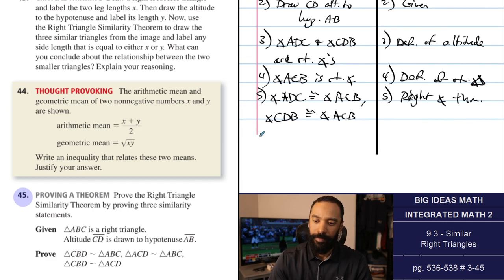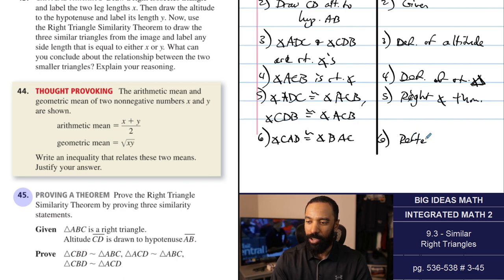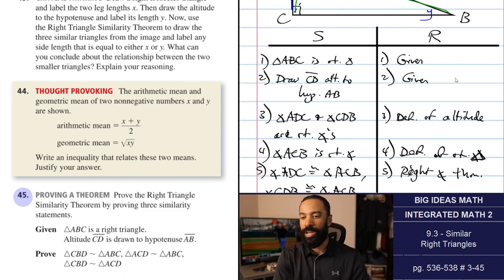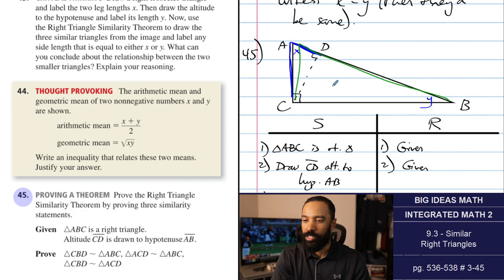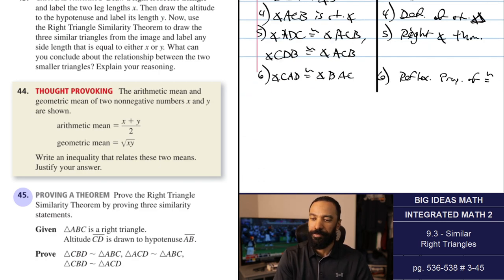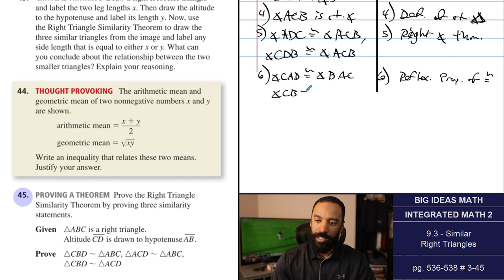So angle CAD is congruent to angle BAC. That's the reflexive property of congruence because it's a shared angle. Now there's also another set for that Y, right? So this is CBD in the medium triangle. That goes across the hypotenuse. So same thing, but we'll call it ABC. So CBD and ABC, let's do it on the same step. Angle CBD is congruent to angle ABC for the same reason.